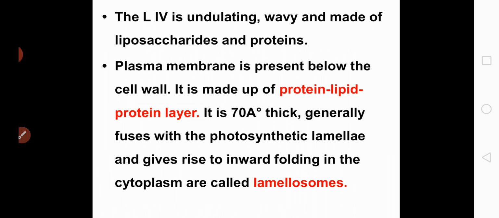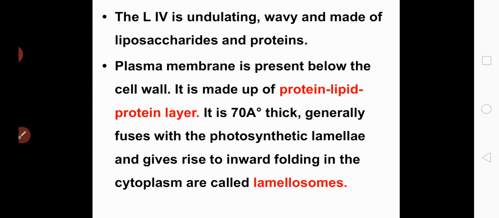The L4 layer is undulating, means it is wave-like, and made up of liposaccharides and proteins. So the fourth layer of the cell wall, that is L4 layer, is wavy in structure and it is made up of liposaccharides and proteins.